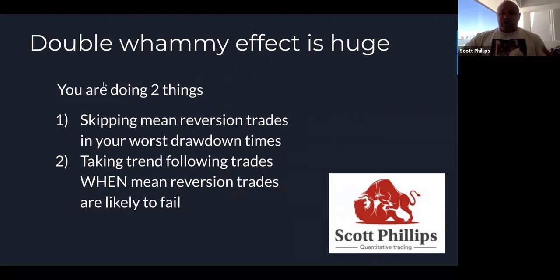So there's a double whammy effect, and the double whammy effect is huge. What we're doing is two things. Both of them have an impact on your trader performance. Thing number one is we're skipping mean reversion trades in your worst drawdown times. So those terrible days when you just don't want to be betting against the trend, we're not betting against the trend. Second thing that we're doing is that when betting against the trend is a stupid idea, not only do we not bet against the trend, we bet with the trend. Double whammy, bam.